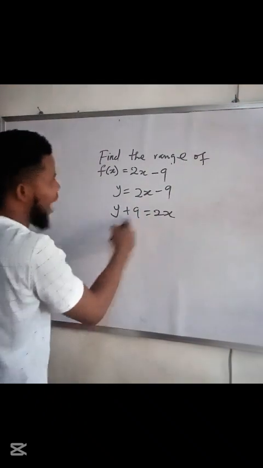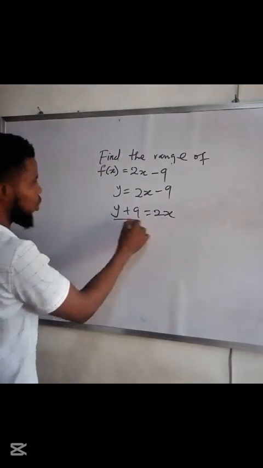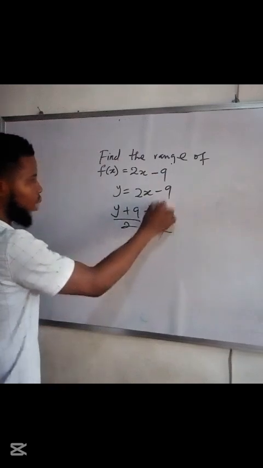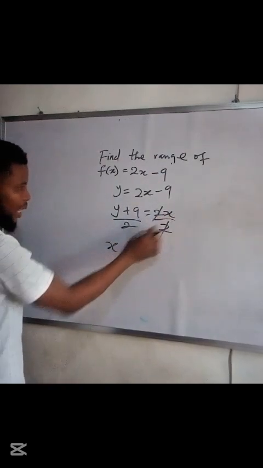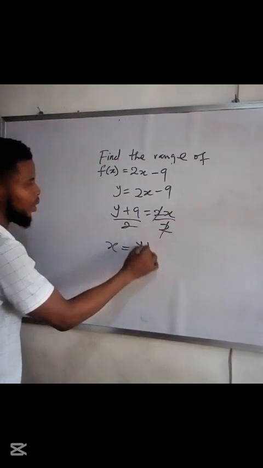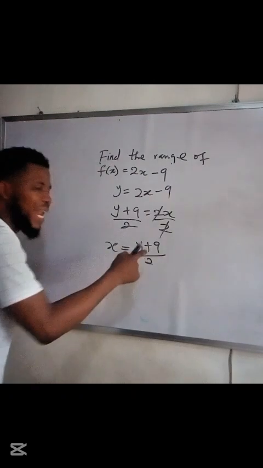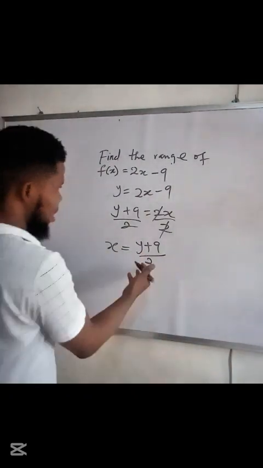Are you getting it now? Divide both sides by 2 so that this one will stand alone. This 2 will cancel this one. So it means that s is now what? y plus 9 over 2. So what's the number that will make this one undefined? There's no number.